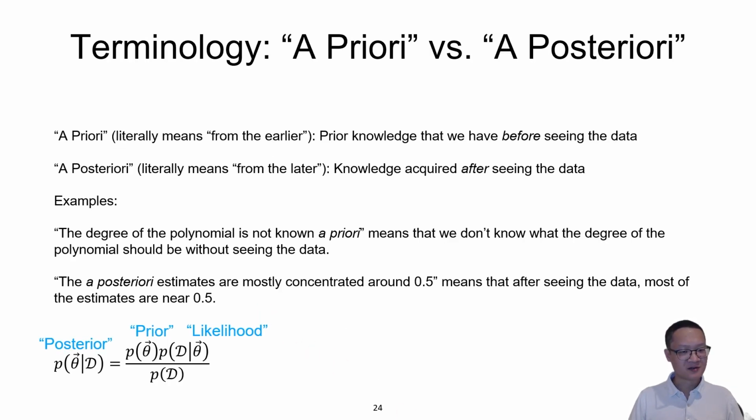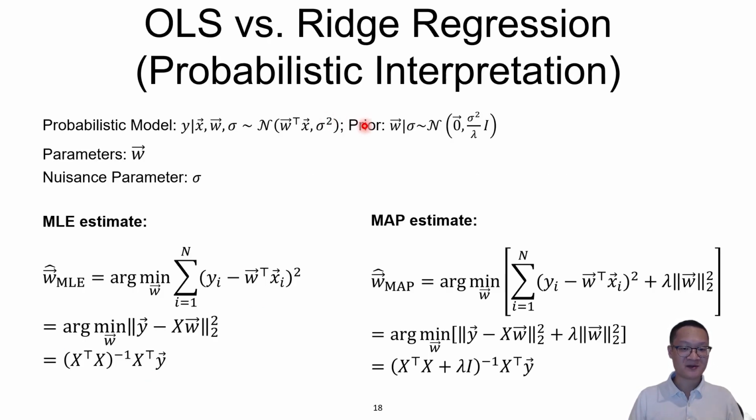Okay, so maybe just one last thing before we end today. More terminology: a priori versus a posteriori. You might see these words quite a bit. These are actually Latin words. A priori means from the earlier. So the meaning is the prior knowledge that we have before seeing the data. One example of this is when we assume some prior distribution over our parameters. This is a distribution we decided on before seeing any data.